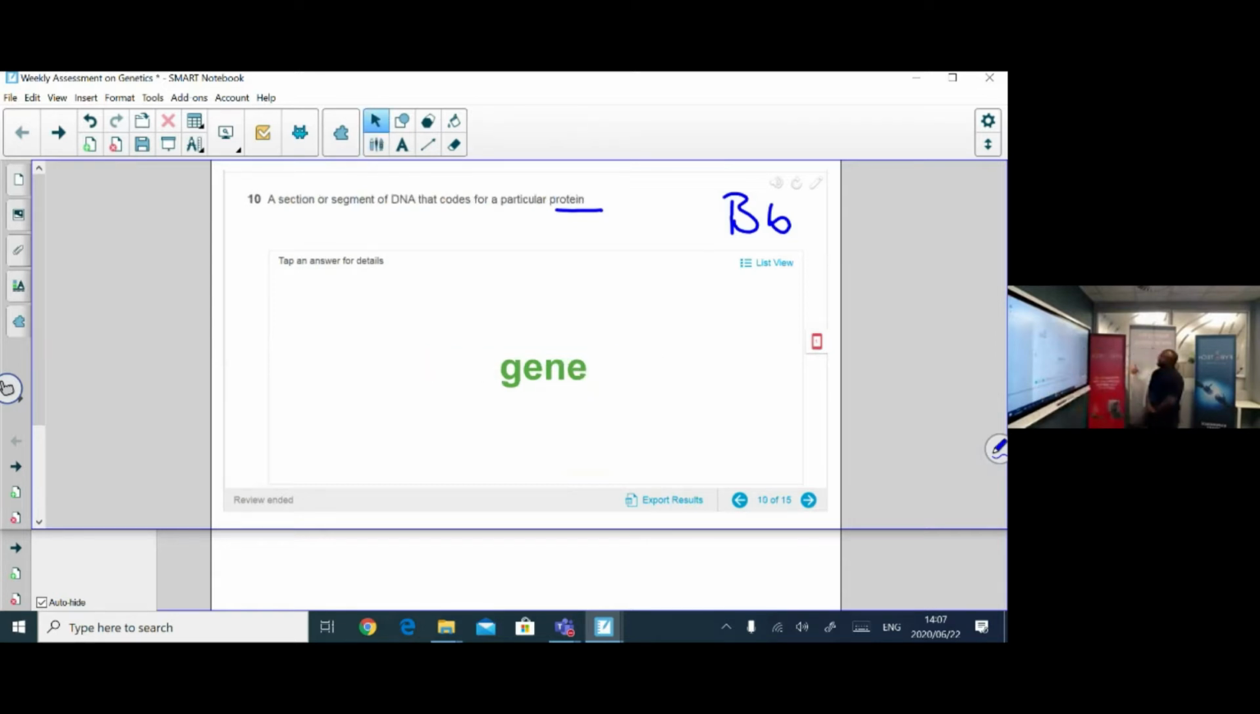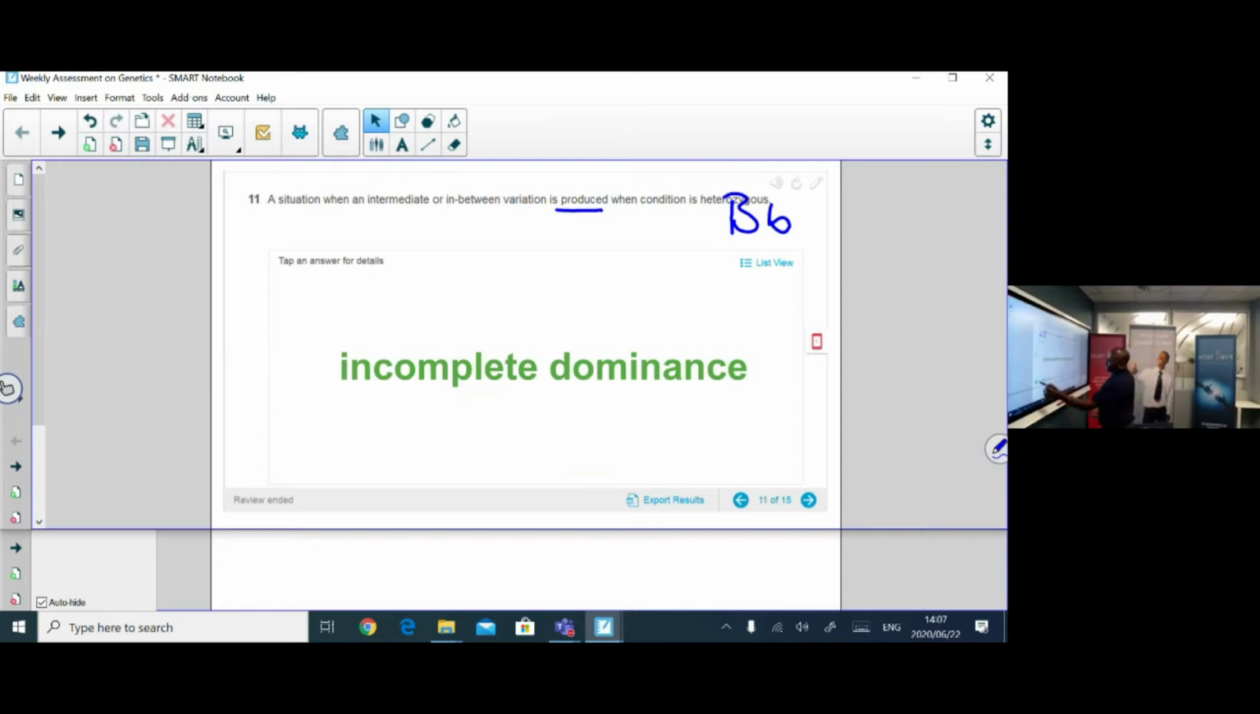A section or a segment of DNA that codes for a particular protein is a gene. A situation when an intermediate or in-between variation is produced when the condition is heterozygous. We did this last lesson plus the other lesson. It's an incomplete dominance situation. In between.